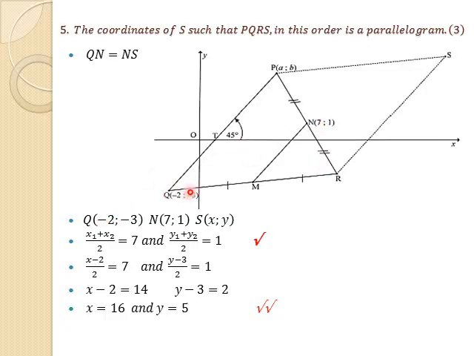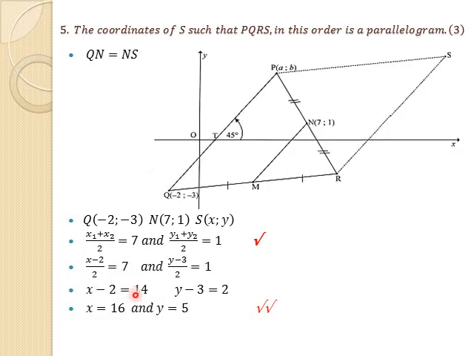So Q is (-2, -3), N is (7, 1), and S is (x, y). So again, if I'm using the midpoint, (x1 plus x2) over 2 equals 7, (y1 plus y2) over 2 equals 1. Right? So (x minus 2) over 2 equals 7, (y minus 3) over 2 equals 1.